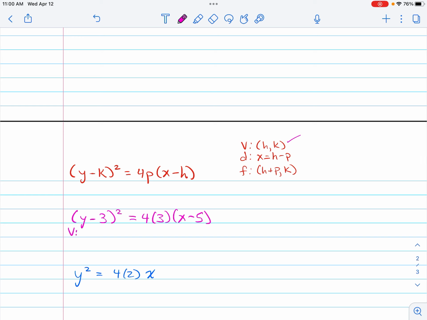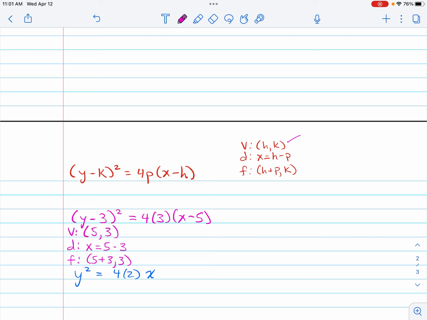This first one, we've got a vertex of 3. Whoops, got to be careful. The x coordinate is negative. We've got x minus 5, so that's a 5 here and a 3 here. Notice the y comes from the parentheses with the y, the x from the parentheses with the x. Okay, now the directrix is going to be x equals 5 minus 3. The focus is going to be 5 plus 3, and then a 3, this.